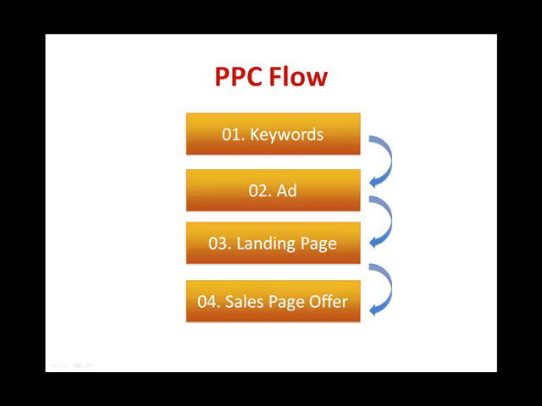Now that you know how the math works, let's chart out what the PPC campaign flow should be. Find keywords that you would like to target and bid for. Set up your campaign. Add your keywords, categorize your ad groups, and write your ad copy. Once your campaign goes live, your traffic should be sent to your landing page. From your landing page, send your visitors to the sales page offer.